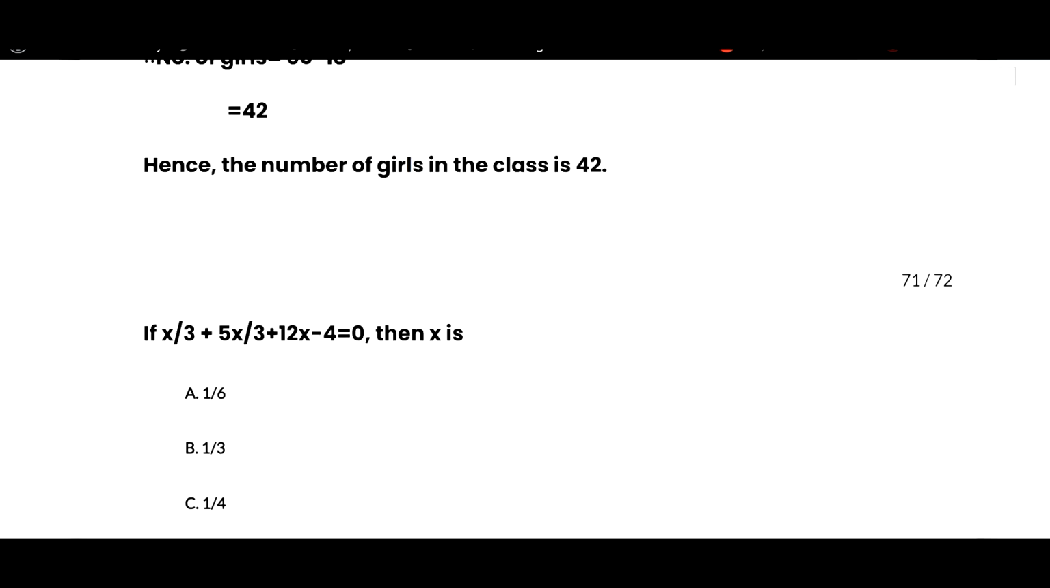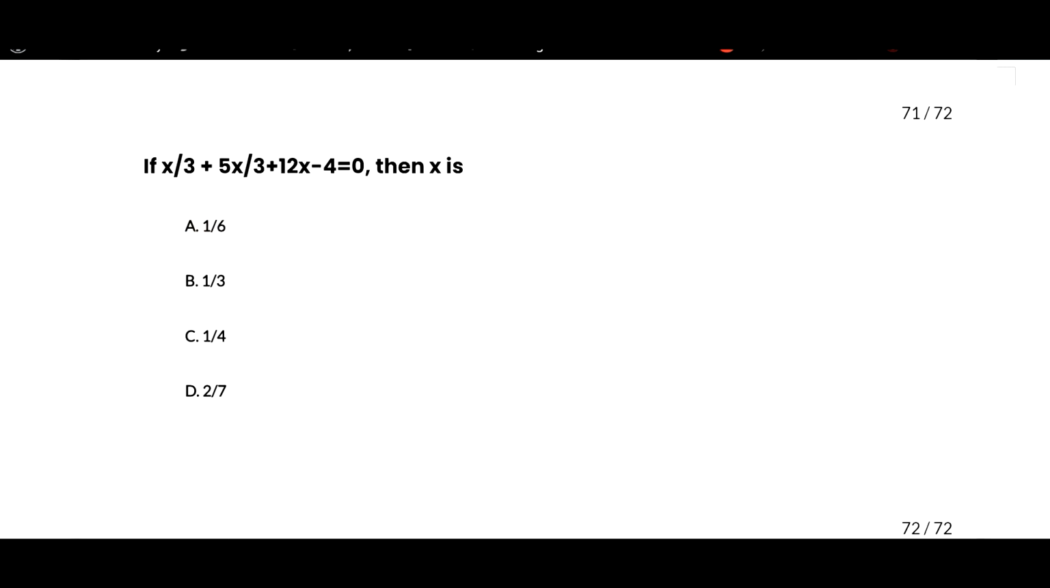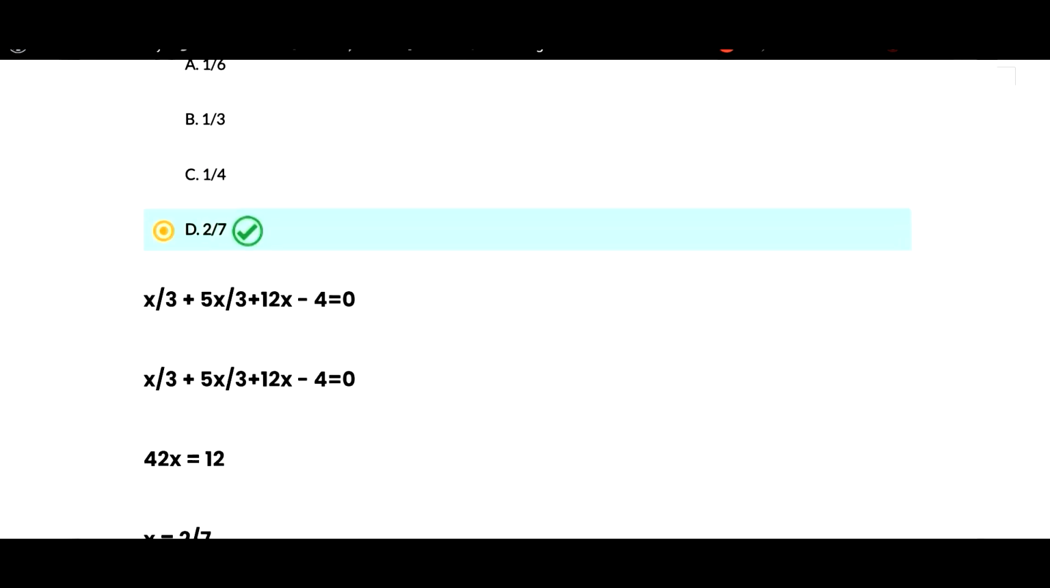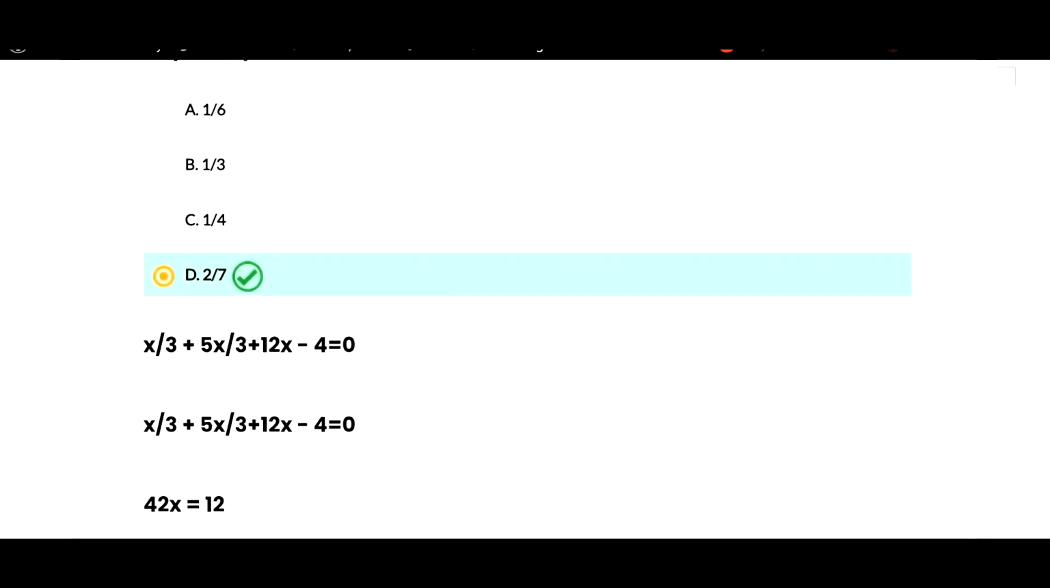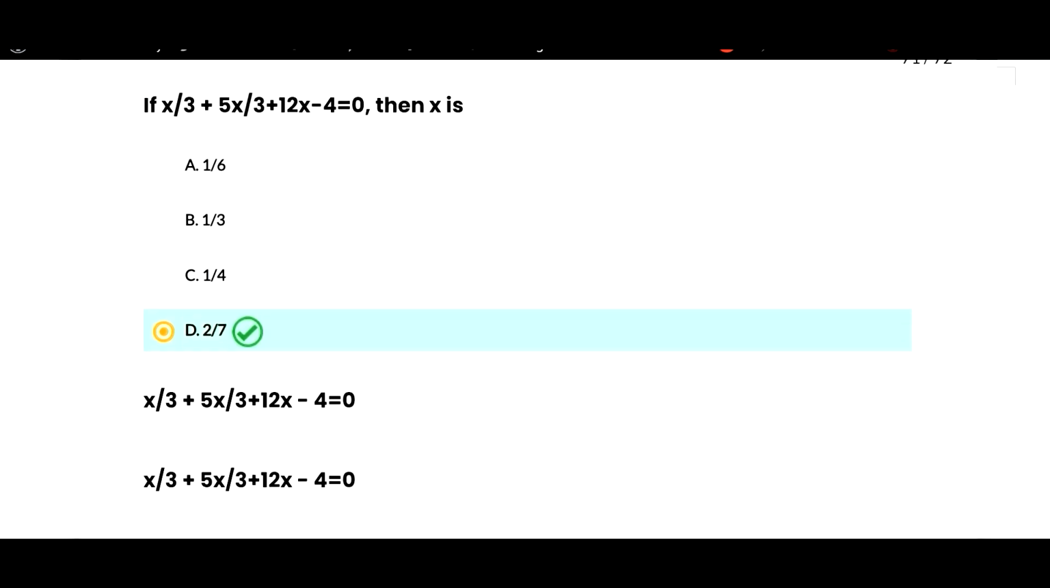The next is, if x by 3 plus 5x by 3 plus 12x minus 4 is equal to 0, then x is equal to 2/7, because x by 3 plus 5x by 3 plus 12x minus 4 is equal to, by solving the question we will get 42, x is equal to 12, x is equal to 2 by 7. So here in this MCQ, D option is correct.